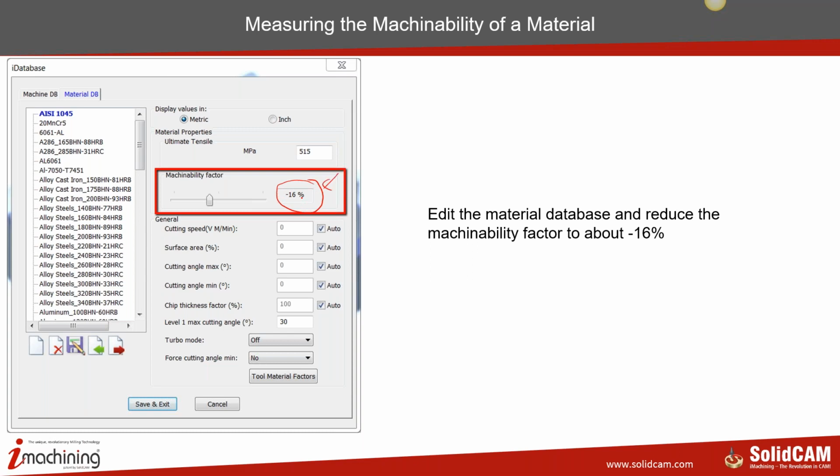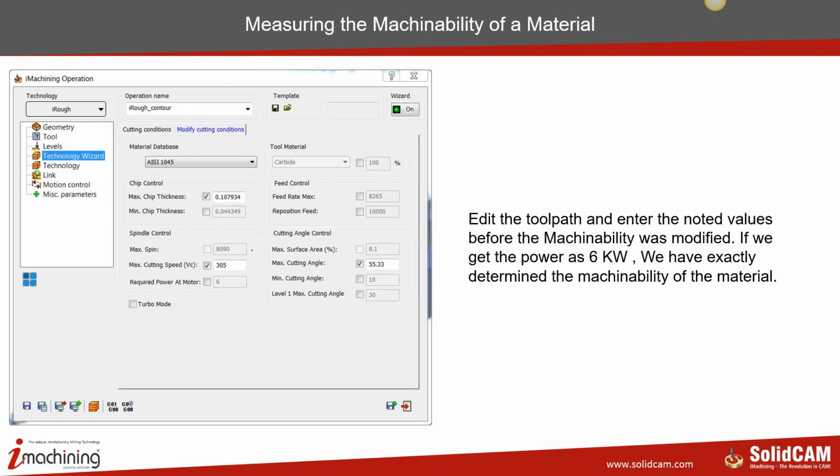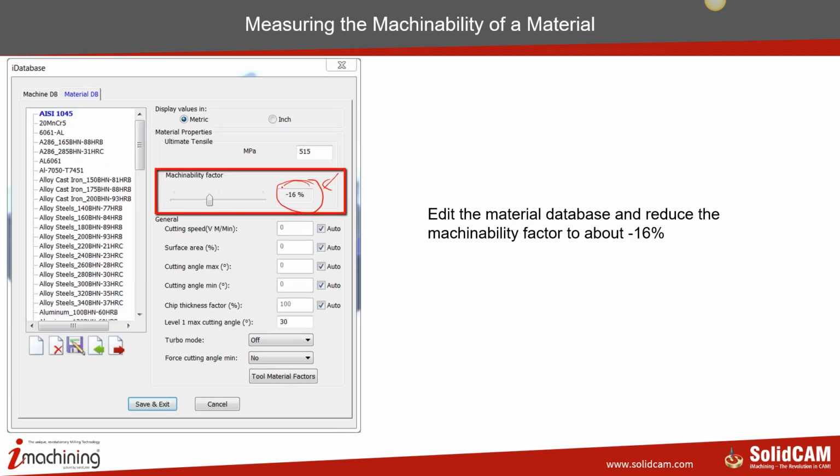We can simply calculate 5.2 divided by 6, which will give us 14%. So approximately 14 to 16%, we put that value. Go back here, and the values that were captured in my earlier slide, which I had asked you to note down, we just put those values here till we get 6 kilowatt. So till we get 6 kilowatt, we'll keep moving the slider up and down. And the moment we get the spindle load as 6 kilowatt, we know that this particular value is the machinability of that material.